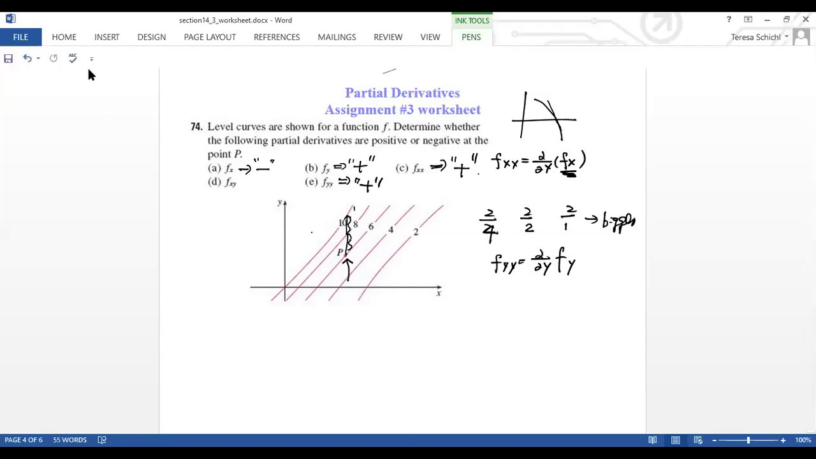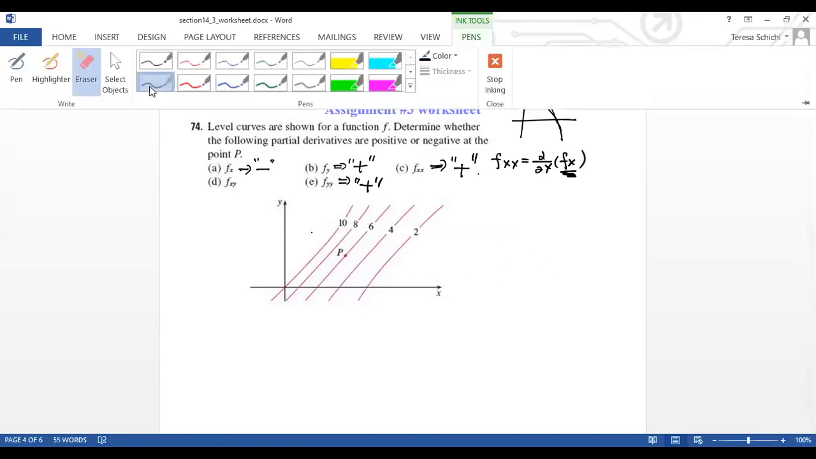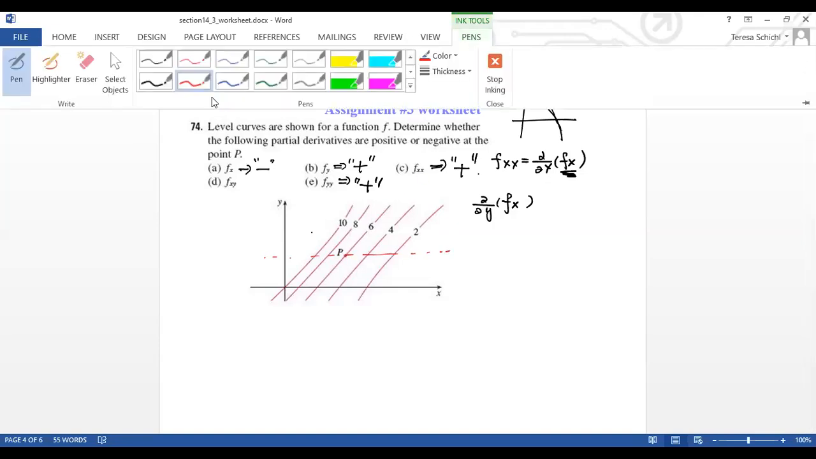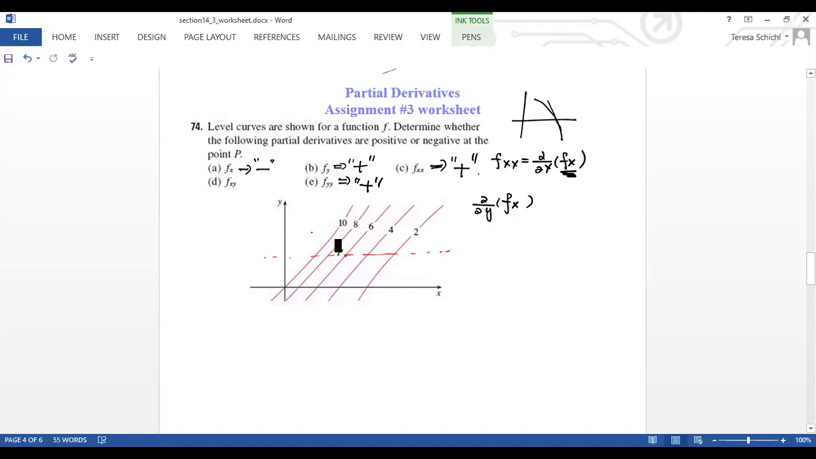Okay, so now let's take a look at f of xy. Basically, f of xy is the partial in y of f of x. That means if you change in the y direction, how fast does the rate of change of f of x change? So you see here, for the same point, if you go in the y direction, the space here, right?